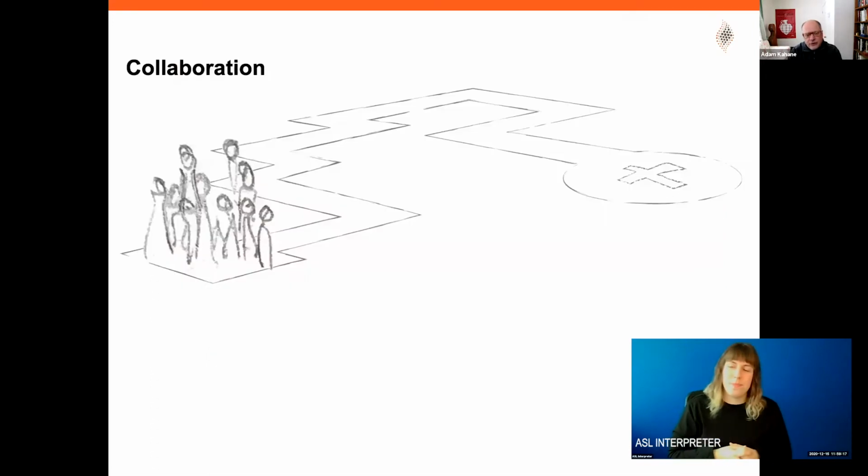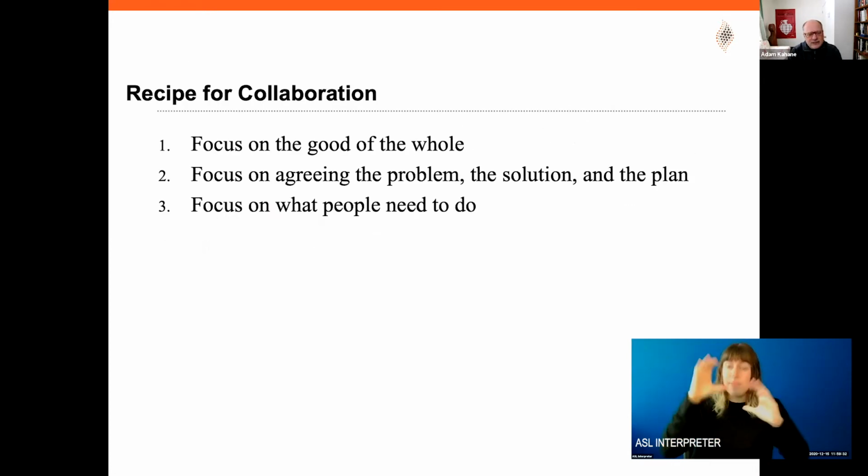So the third point I want to make is, what does collaboration involve? How do you do it? This is one image of collaboration: a group of people. They have a target to get to. They have a way to get there. Maybe it's complicated, but they see where they need to go. And so the recipe for collaboration would be the following. Number one, focus on the good of the whole, on what's best for the whole of the situation. Two, focus on agreeing what the problem is, agreeing what the solution is, agreeing what the plan is. And thirdly, focus on what people need to do to implement the plan.